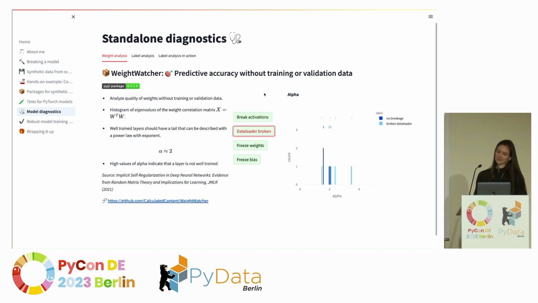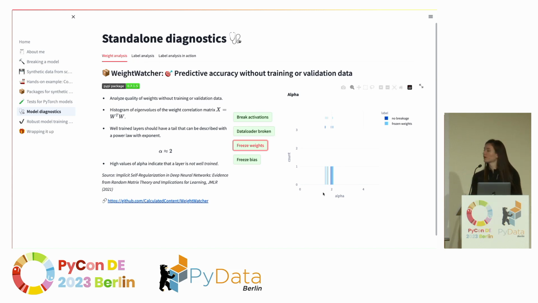Now, let's break the data loader. Here I'm now seeing some serious issues. One alpha value is very, very close to 4 already, which means our alarms should be going off a little bit. Now I freeze the weights. This is a bit counterintuitive, but I think it's from the fact that if I freeze the weights, they're basically stuck at their random initialization. Our model almost looks better than the unbroken model. And now let's freeze our bias. And here again, we see that our unbroken model is a little bit better than our broken model.